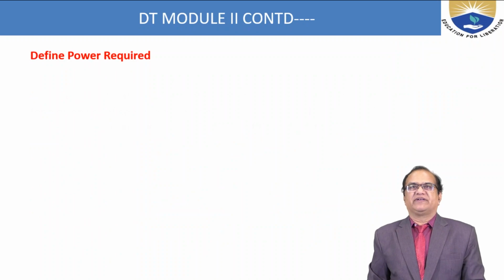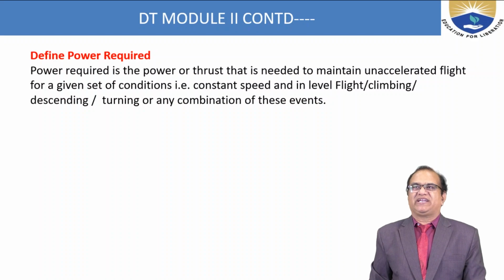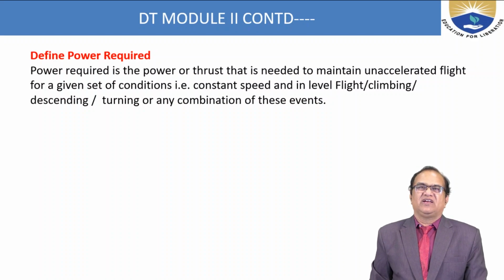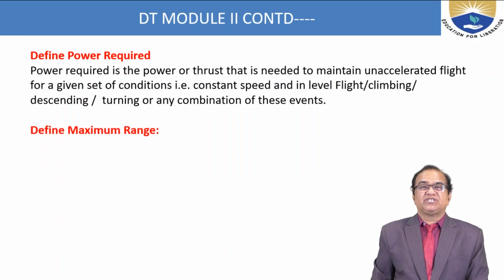Define power required. Power required is the power or the thrust that is needed to maintain unaccelerated flight for a given set of conditions, that is constant speed and level flight, climbing, descending, turning, or any combination of these events.